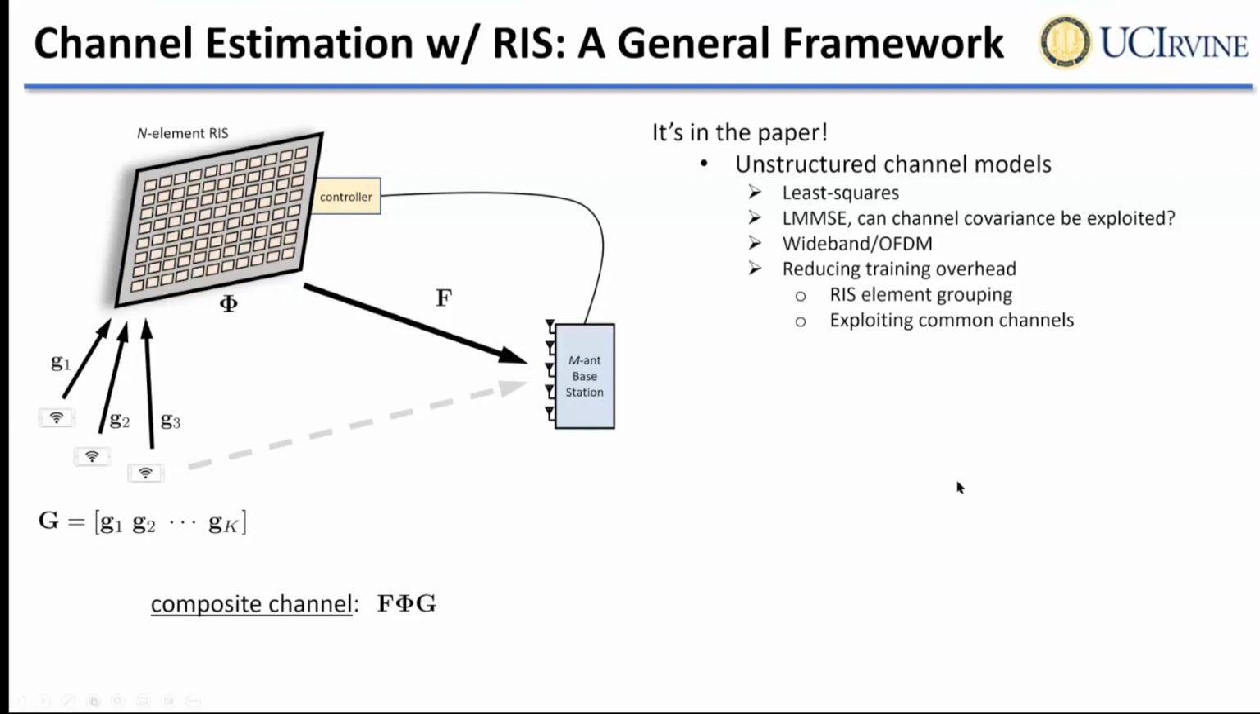We don't make any assumptions basically about these channel matrices G and F, and we try and estimate them directly without resorting to any assumptions about sparsity or any other kinds of assumptions. So we talk about least squares methods. These were the first methods that were proposed for channel estimation. These methods suffer from the problem of having a very large training overhead.